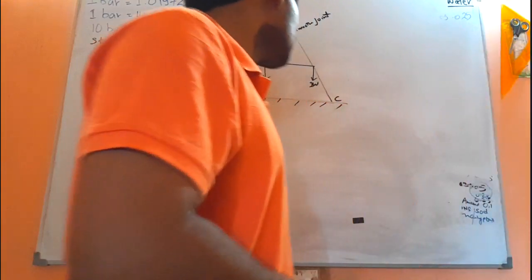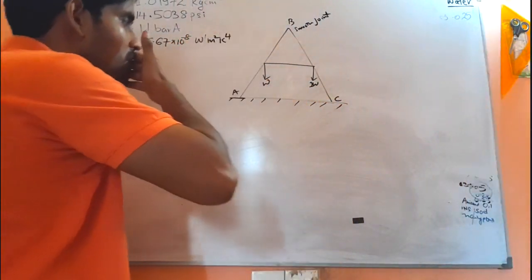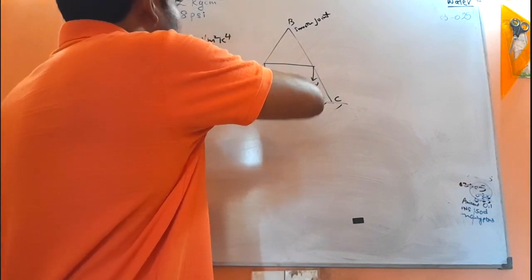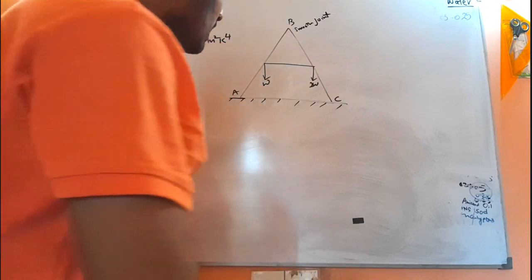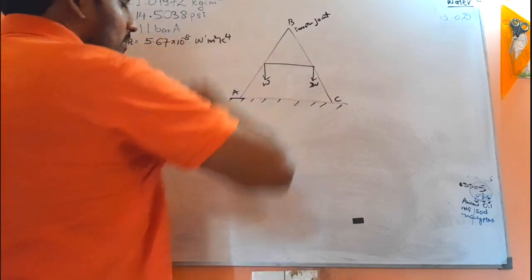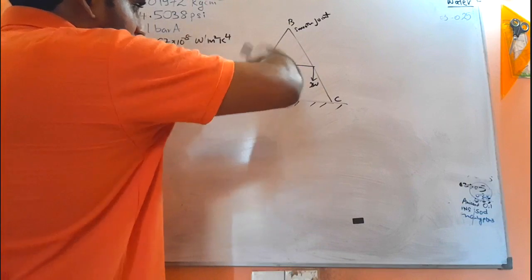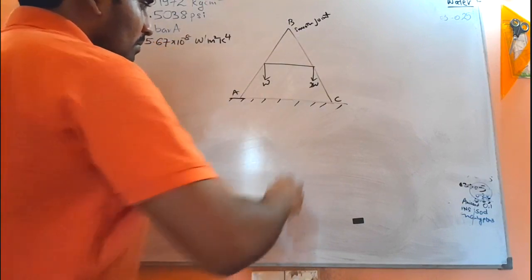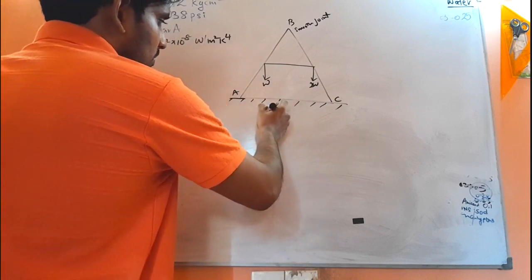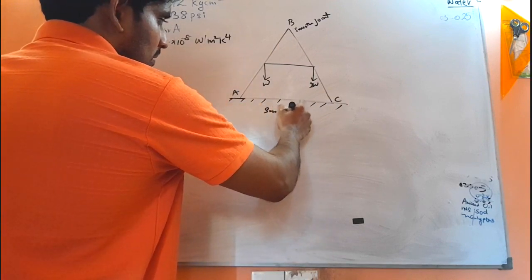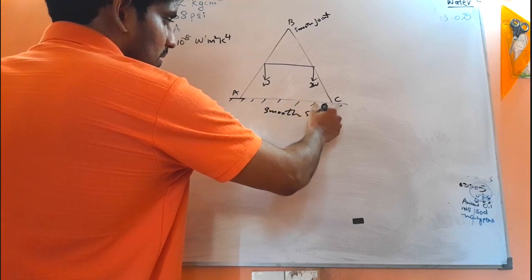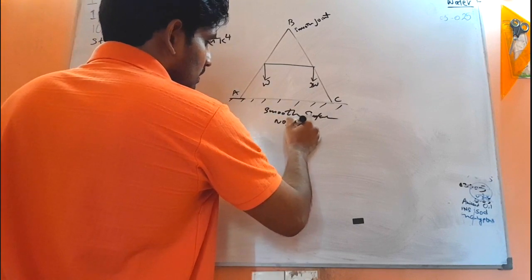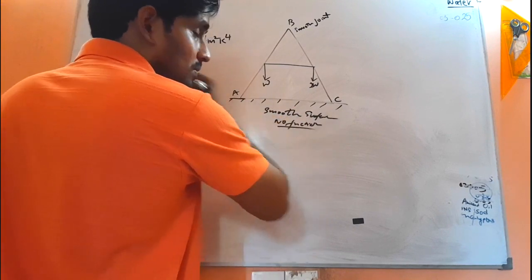Right, so now let's discuss this smooth joints related problem. Here we have rod AB and rod BC that are smoothly joined at B. And this total structure is kept on a smooth surface. That means no friction there.